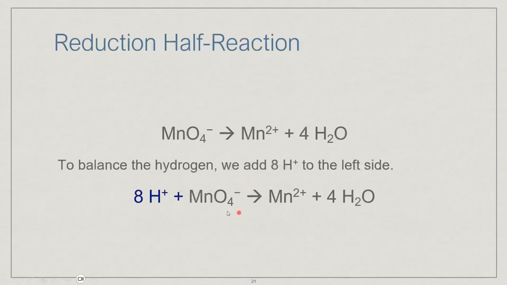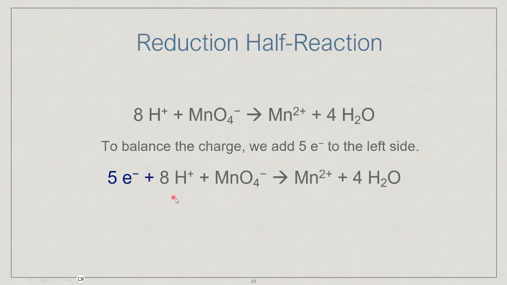And now if we look at it, we've got the mass balance. We've got 1 manganese on both sides. We've got 4 oxygens. We've got 8 hydrogens. But now we need to focus on the charge here. And we've got a positive 8 plus a negative 1. So we've really got a positive 7 here. We've got a positive 2 on the right. So we're going to need to add electrons on the left in order to balance that out. In this case, we're going to add 5 of them, just because that'll give us a positive 2 on both sides of this reaction.